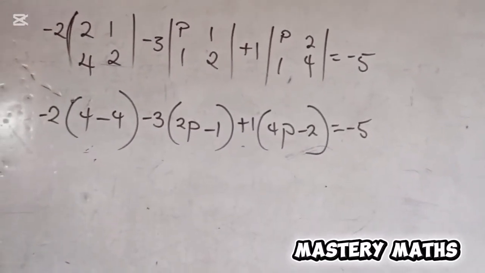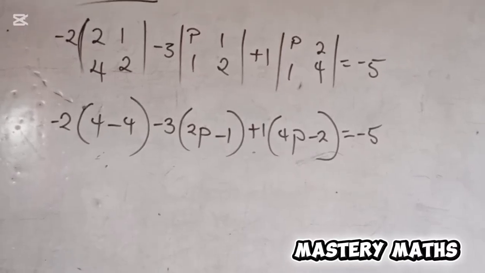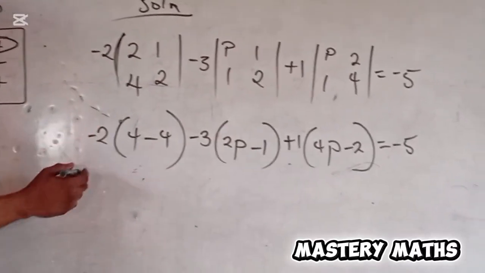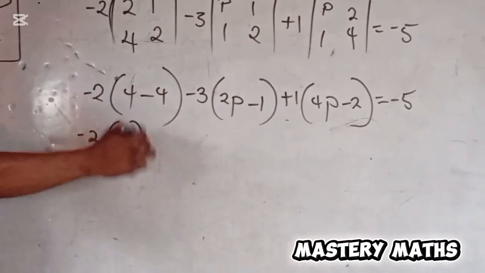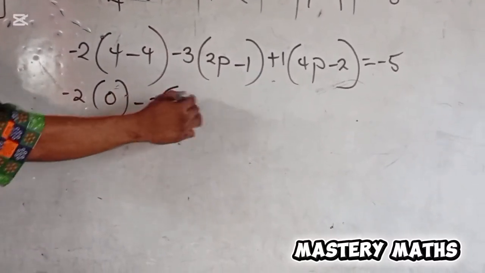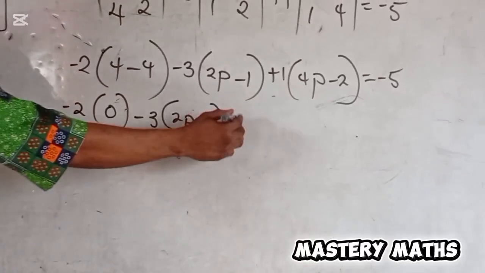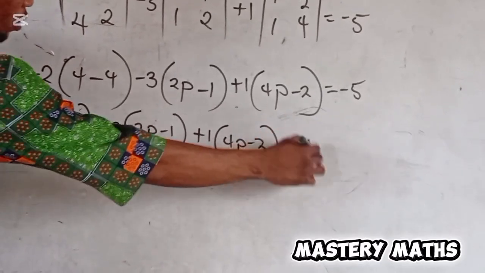Now what's the next thing? We need to open the bracket. But before opening the bracket, I want to take the next one, which is minus 2. Opening the bracket, 4 minus 4 is 0. You close it. You bring down your minus 3. You write out 2P minus 1, close the bracket, plus 1, open, you have your 4P minus 2, which is minus 5.